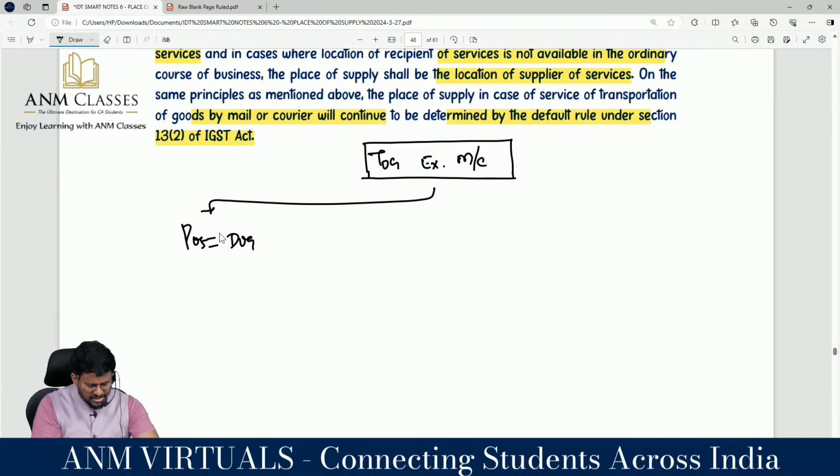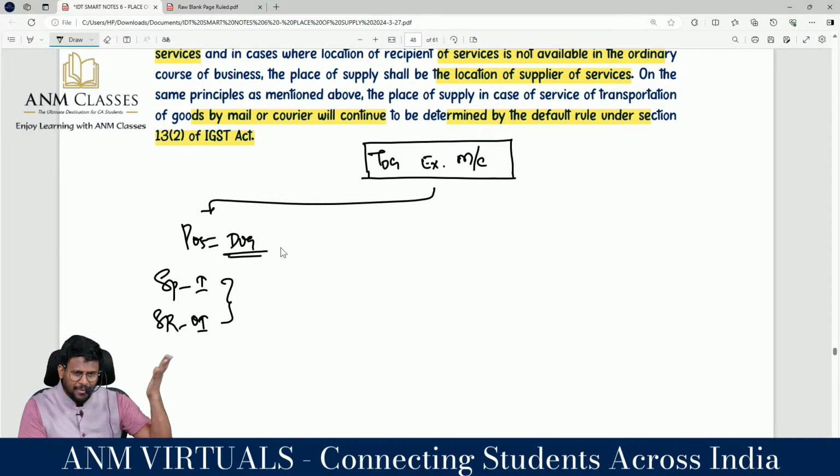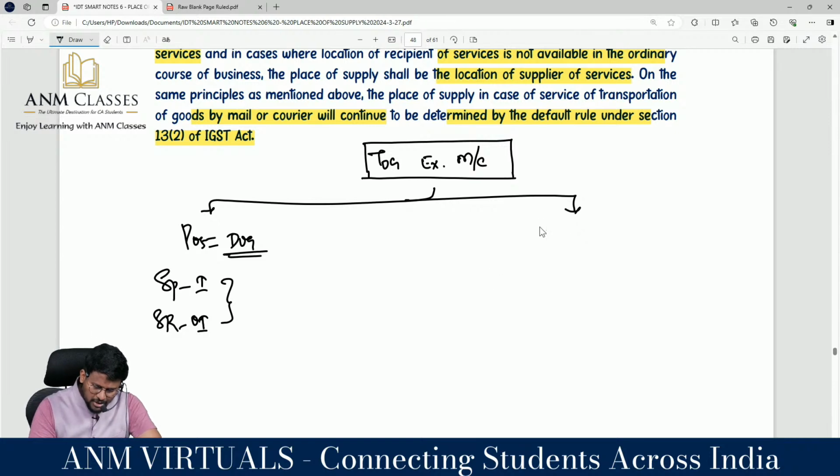For example, the service provider may be situated in India and the service recipient may be situated outside India. Then the place of supply was determined based on the goods. Wherever the goods were going, that was the place of supply, as we saw. What the government decided is that we don't want place of supply based on goods, we want place of supply based on persons. That means the location of the recipient of the service. So from the goods based place of supply they have shifted to person based place of supply.